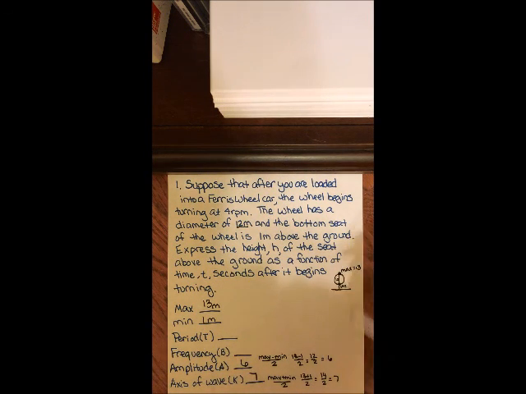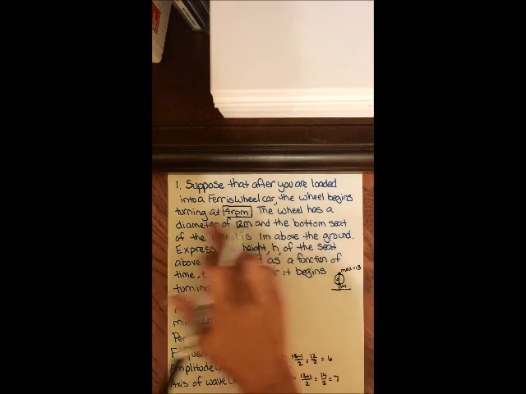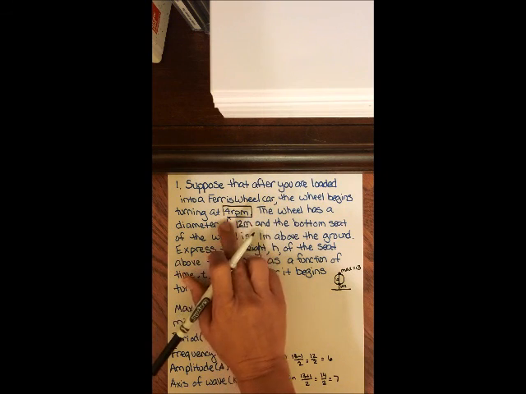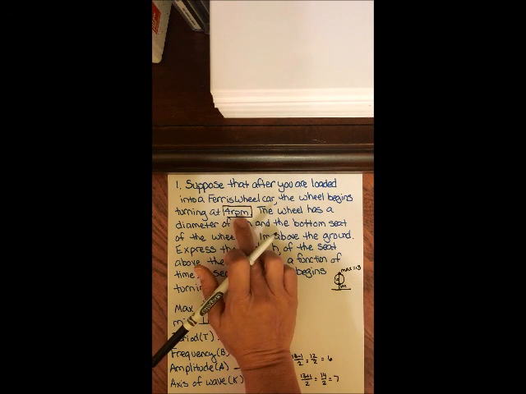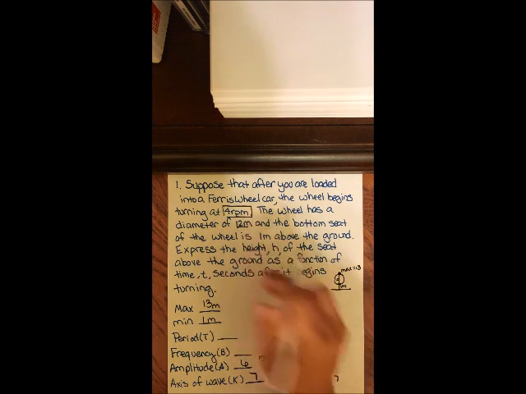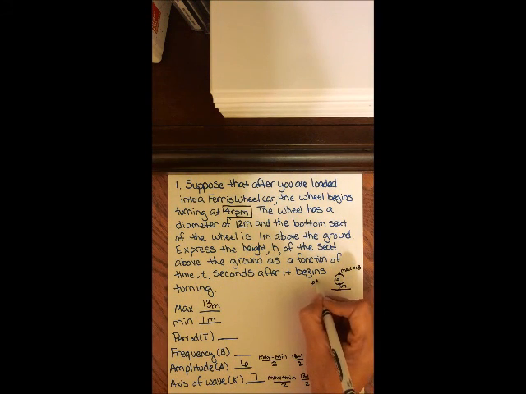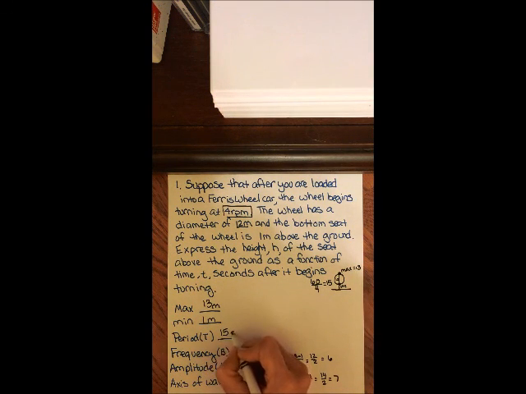So the period is how long it's going to take me to go around the Ferris wheel one whole time. In the problem, it tells me the wheel begins turning at a rate of 4 RPMs. That means it goes around 4 times in 1 minute. Well, I just want to know how long it takes to go around one time. If they want this problem in seconds, there are 60 seconds in a minute, and it can go around 4 times in 60 seconds. So 60 divided by 4 gives me 15. So my period is 15 seconds.